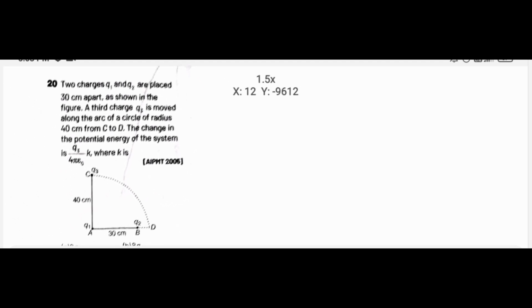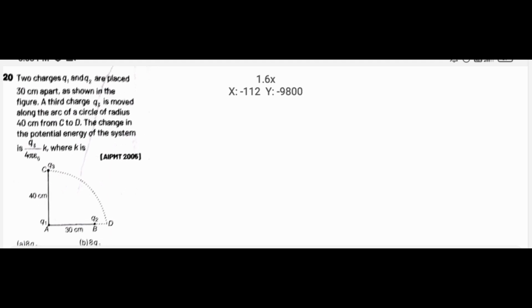Two charges, q1 and q2, are placed 30 centimeter apart. The charge q3 is moved along the arc of a circle of radius 40 centimeter from C to D, which is given as 40 centimeter here. They are telling that q3 is moved from C to D. The change in the potential energy of the system is asked.